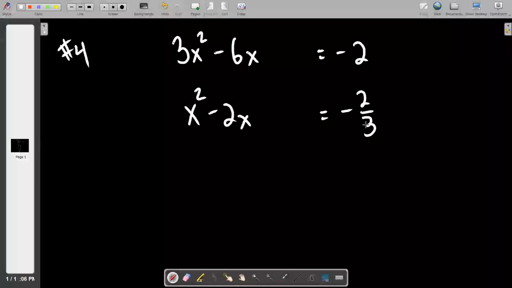I feel bad for you guys who really, really struggle with the fractions. And while I know it's not my fault that you struggle with fractions, I still feel bad because I know it's got to be frustrating.